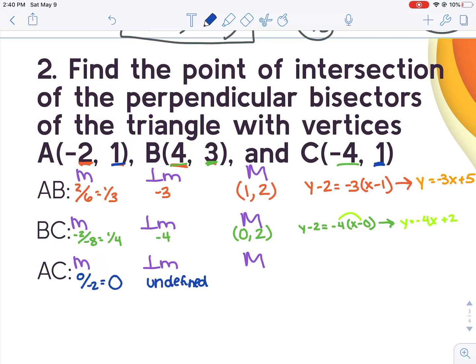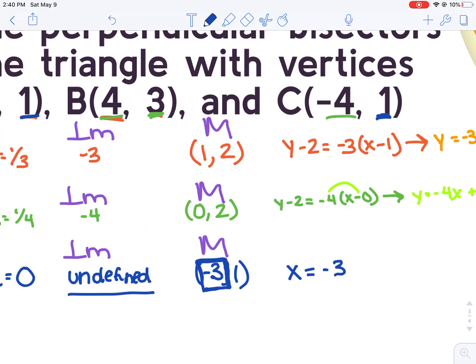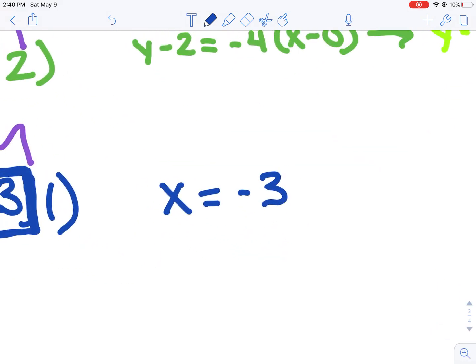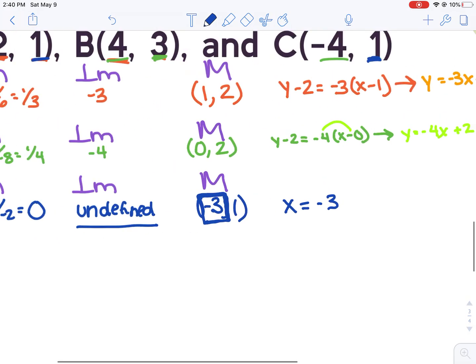My midpoint will be at -3, 1. Anytime I have an undefined slope for that perpendicular, I'm using x equals and then a number. And it will always be whatever x value is the midpoint. So I'll have x equals -3. And then I'm going to pick 2 equations to set equal. I could set the orange and the green equal to solve for x, but I already know what x has to equal, right? It has to equal -3.